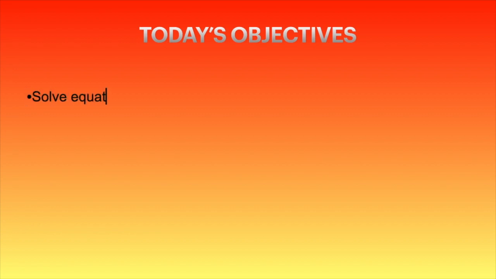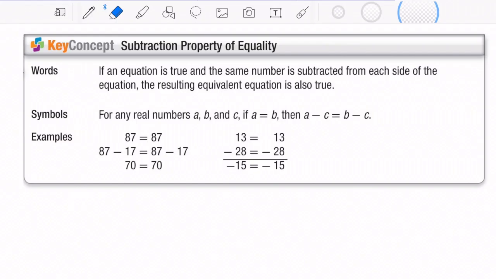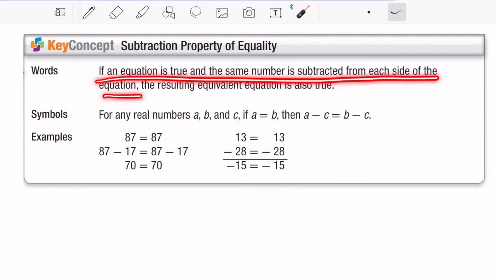The objective of this lesson is to use subtraction to solve equations. The subtraction property of equality says that when you subtract one thing from one side of the equation, you have to subtract it from the other side of the equation.